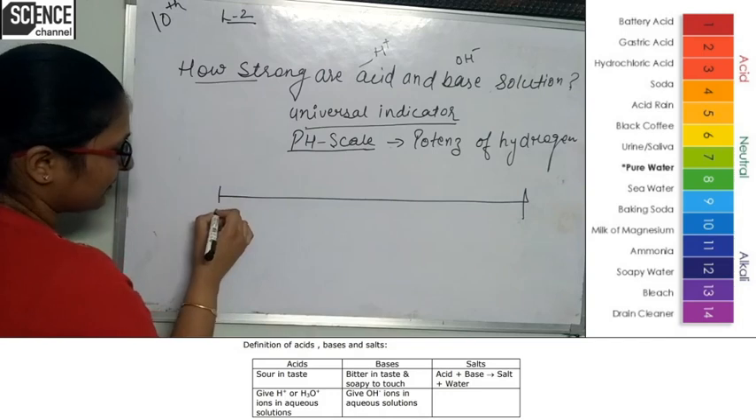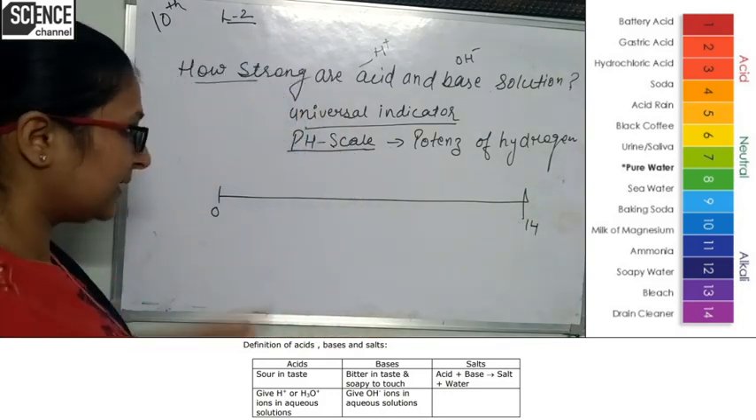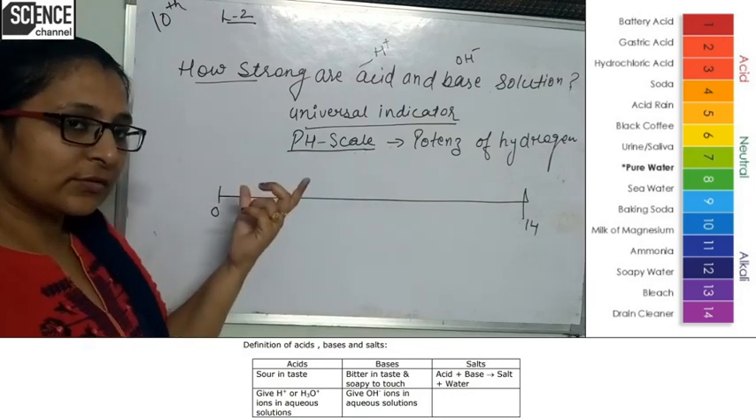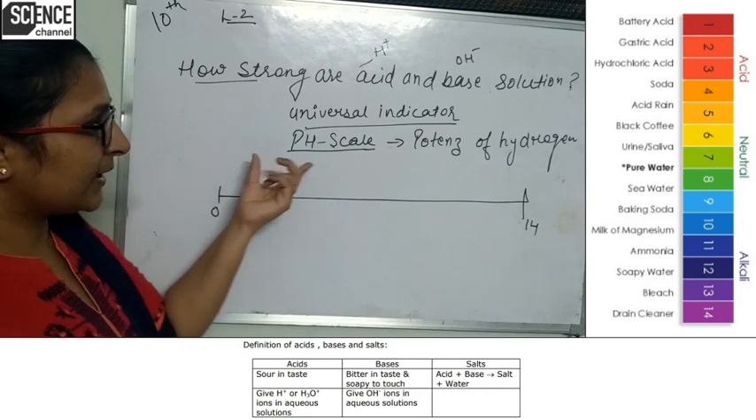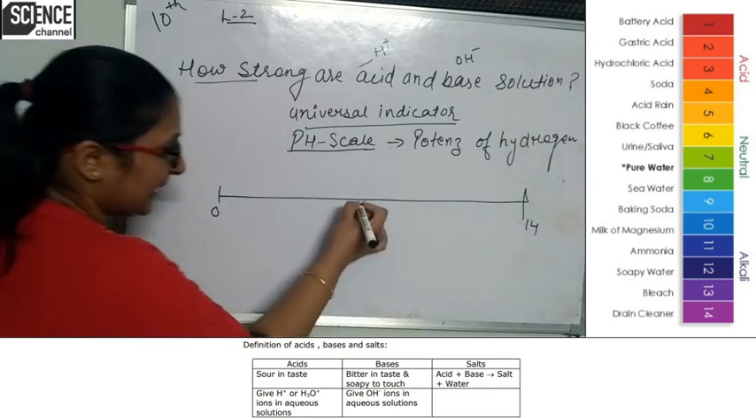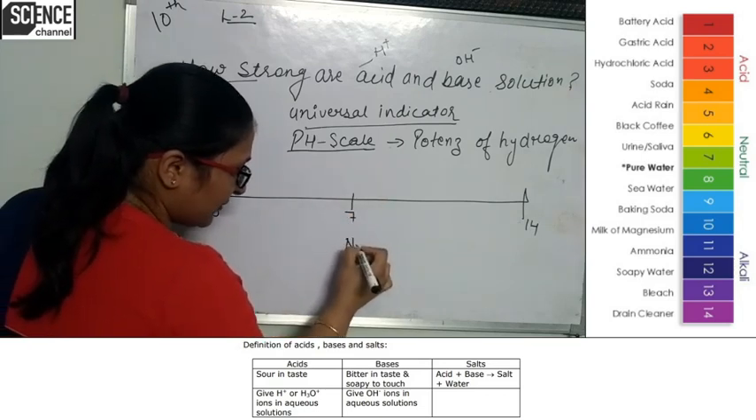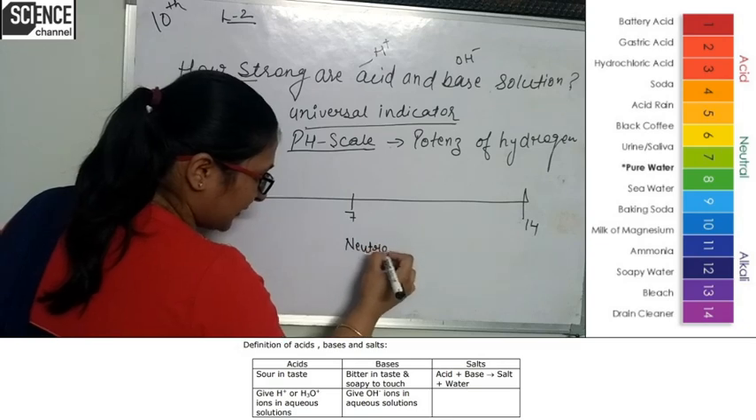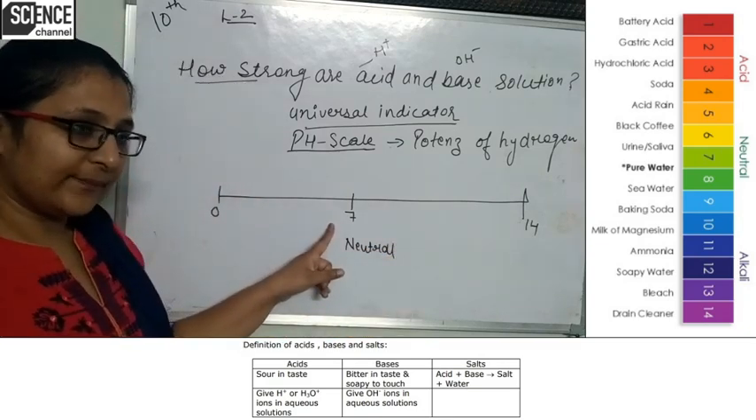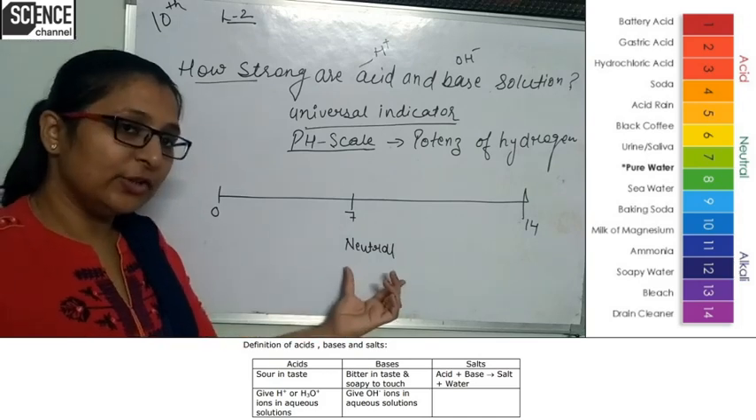The pH scale value lies from 0 to 14. The pH scale is in the form of a scale, and we can also get it in the form of a solution, which is called universal indicator. And here the middle is 7. 7 is called neutral. If the value of any solution is 7, it means that it is neutral.